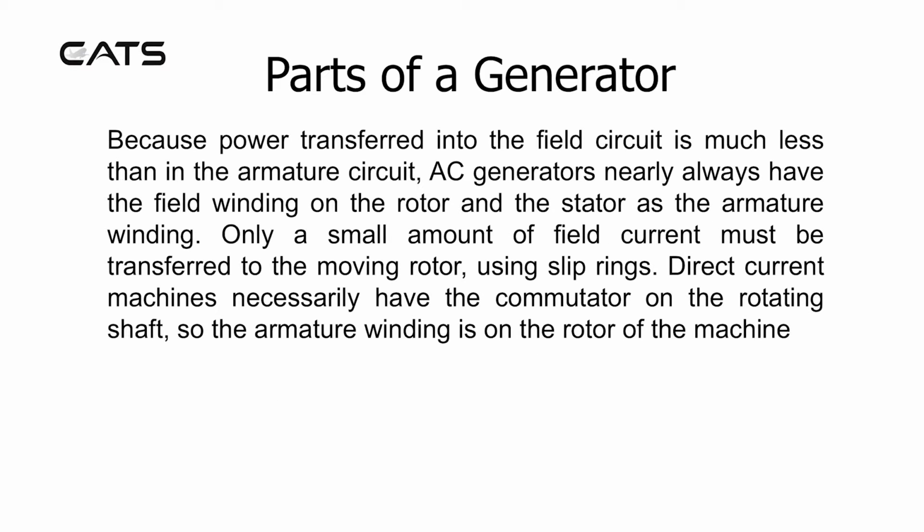Because power transferred into the field circuit is much less than in the armature circuit, AC generators nearly always have the field winding on the rotor, and the stator as the armature winding. Only a small amount of field current must be transferred to the moving rotor using slip rings. Direct current machines necessarily have the commutator on the rotating shaft, so the armature winding is on the rotor of the machine.